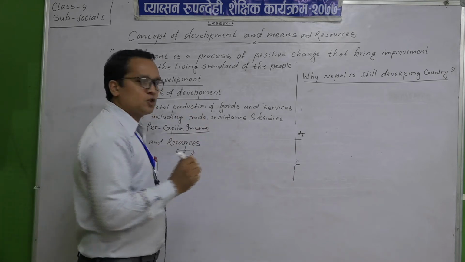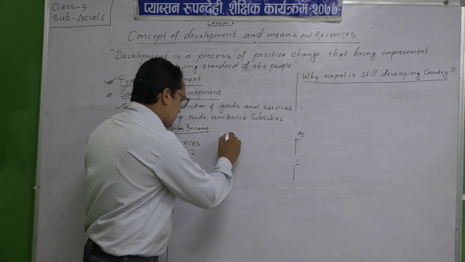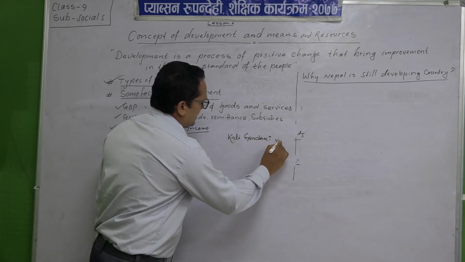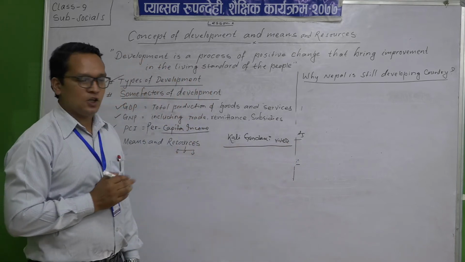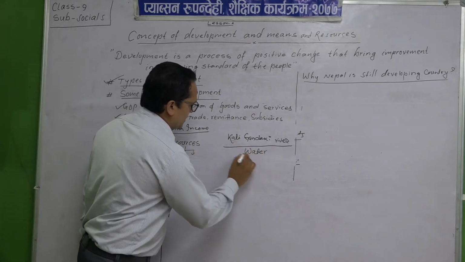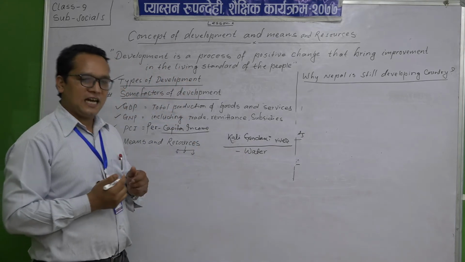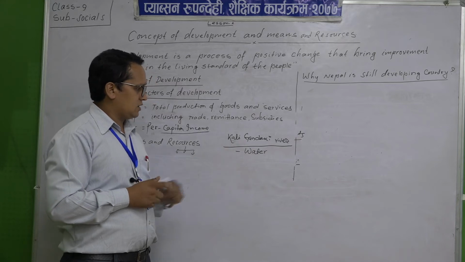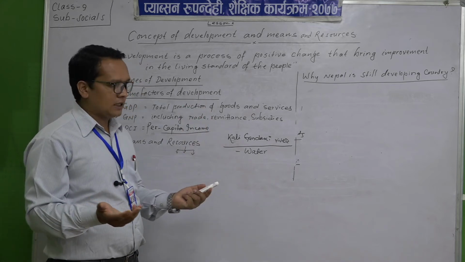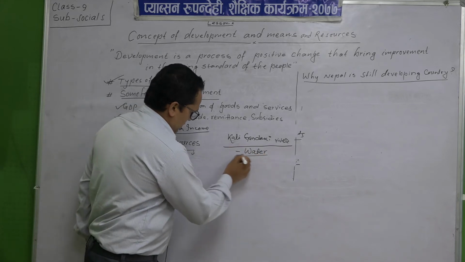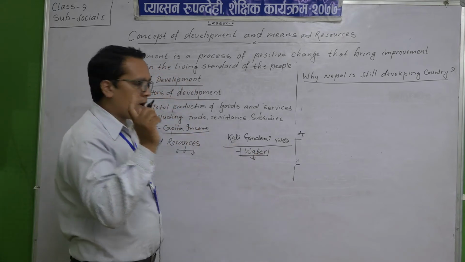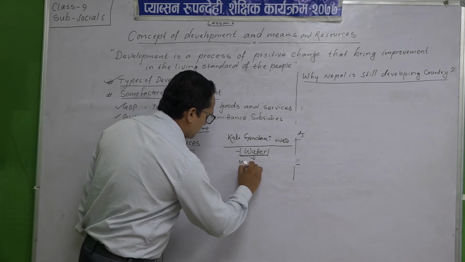We are planning to generate hydroelectricity from the Kaligandaki river. To generate hydroelectricity, what is required first? First we require the water. In our Kaligandaki river there is water. And to generate hydroelectricity from this water, what is required? Manpower is required.